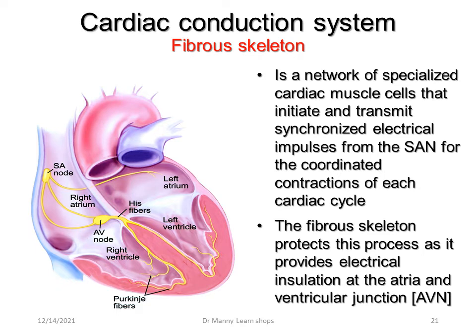Now, the fibrous skeleton protects this process as it provides electrical insulation at the atrial and ventricular junction, the AV node. Because look at the diagram. Where the AV node is, that is the only pathway under normal circumstances from the right atrium through to the ventricles. In other congenital cardiac anomalies, sometimes you can have the fibrous skeleton being problematic, which allows accessory pathways into the ventricles from the atria. And if you have cardiac dysrhythmias like atrial tachycardias, atrial fibrillation, atrial flutter, this can now result in potentially life-threatening cardiac tachydysrhythmias.